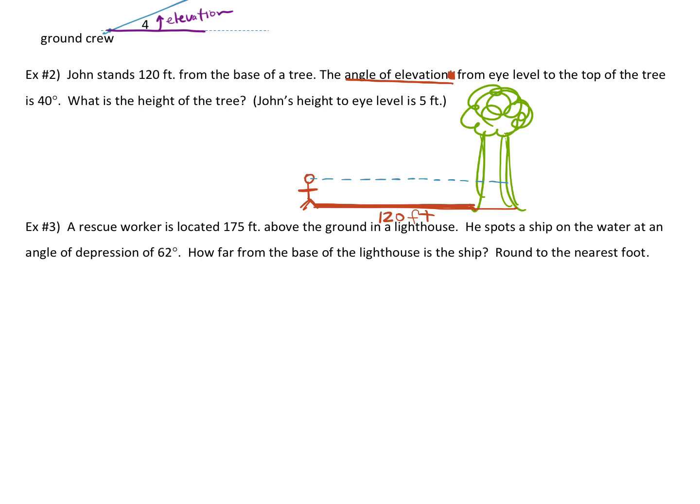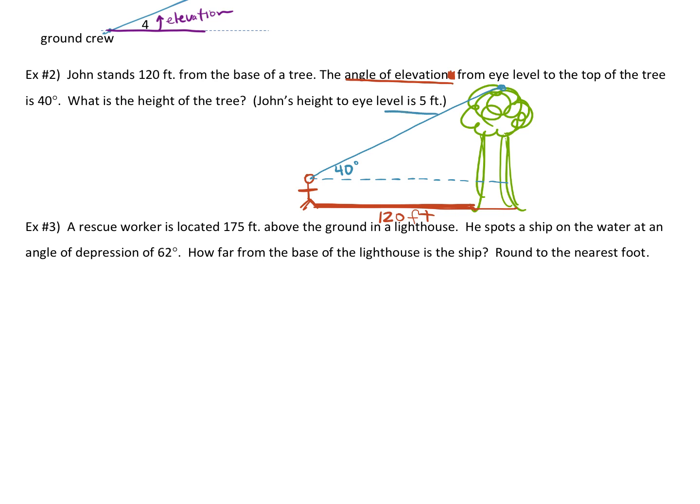His angle of elevation to the top of the tree. So from eye level, where is he looking if it's an angle of elevation? Up, right? He's elevating his eyes. So if he looks up to the top of the tree, up here, that is a 40-degree angle. Angle of elevation.